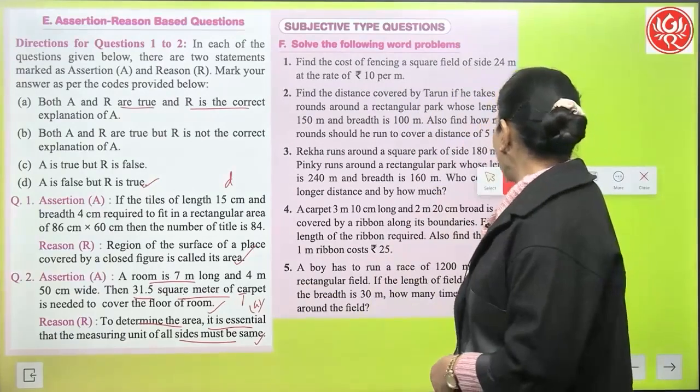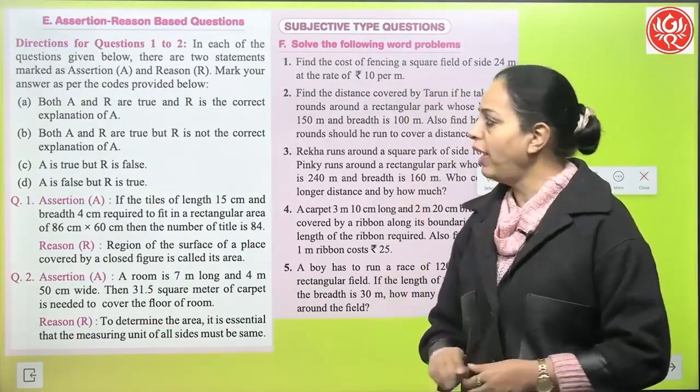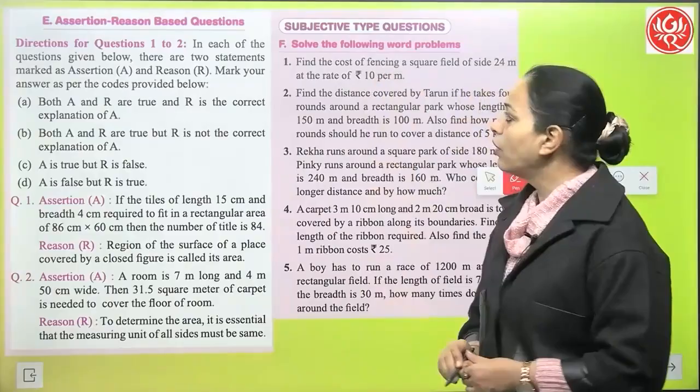Okay. Now similarly you can try subjective type question F part. Solve the following word problems.